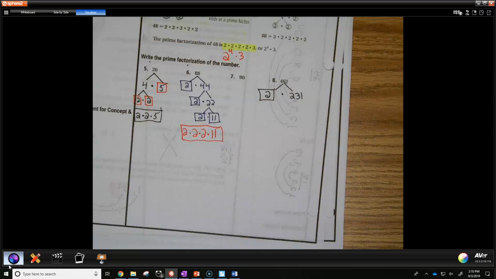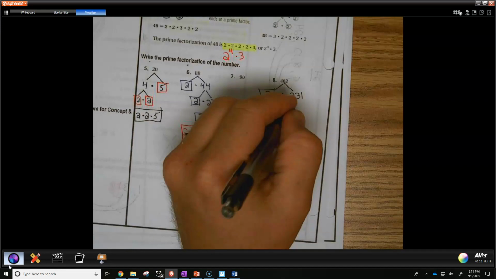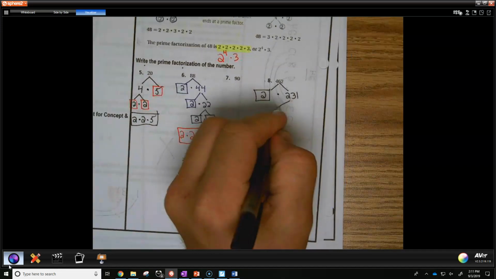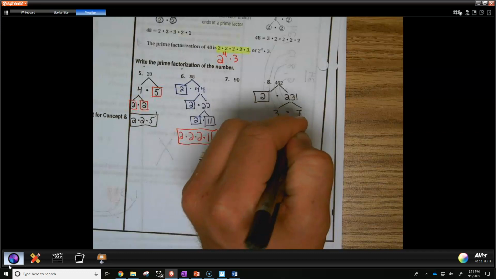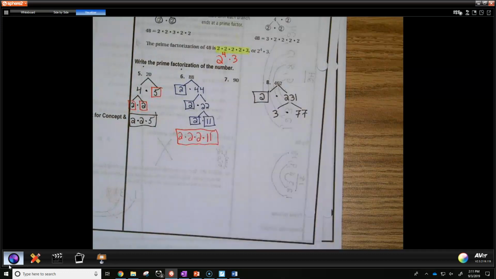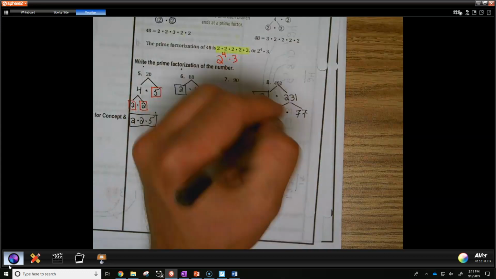We use the number line. I already know 1 times 231. 2 doesn't work because it's an odd number. So then I check the next numbers. What I got was 3 times 77. Good. If we were to use that number line, after 2 comes the number 3. And if I would have checked 3, I would have got 77. 3 is prime.